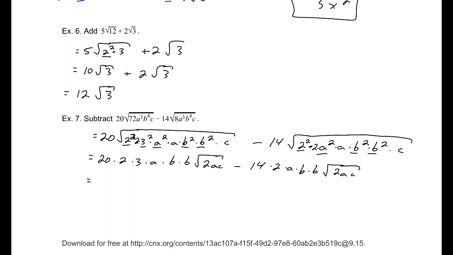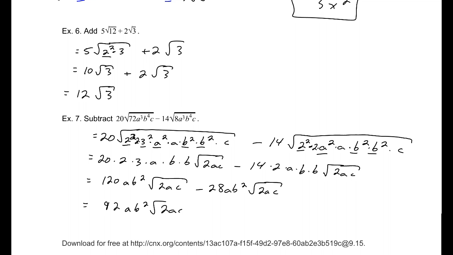That will be 120 ab squared, square root of 2ac, minus 28 ab squared, square root of 2ac, and subtracting those two, 120 minus 28 is 92 ab squared, square root of 2ac.